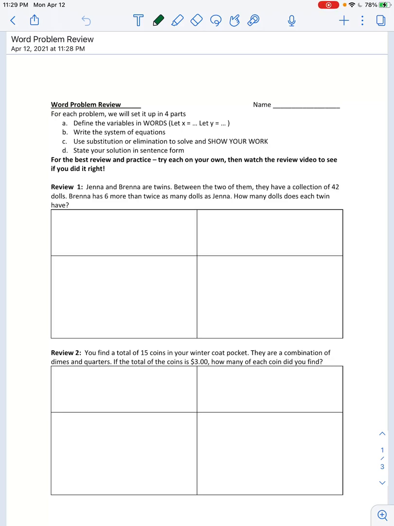All right, ladies and gentlemen, let us do a little word problem review. So the idea of this is that you would try the problems by yourself and then watch the video to see if you get it right. Of course you can just watch me do it, but that's not really going to prepare you for the quiz because you need to know how to do it on your own.